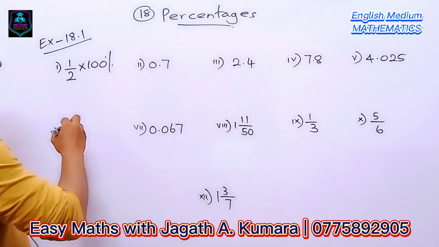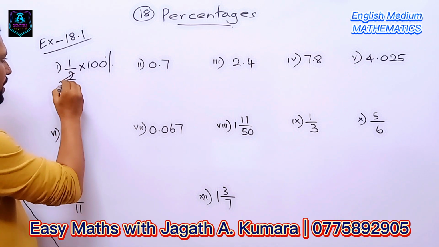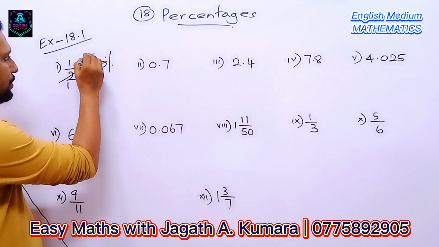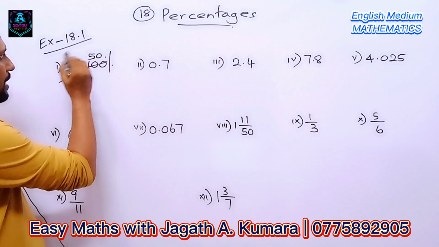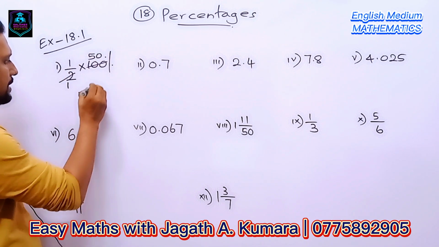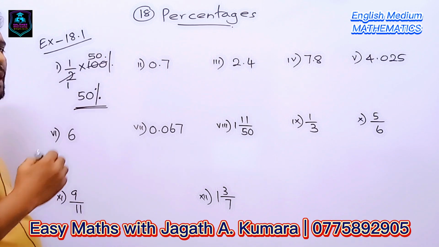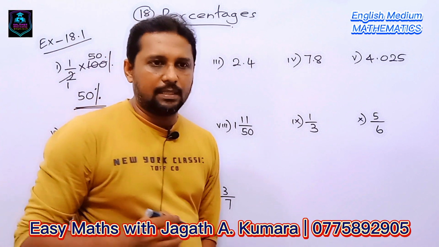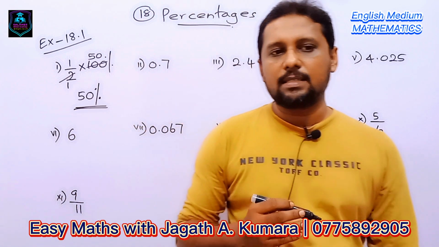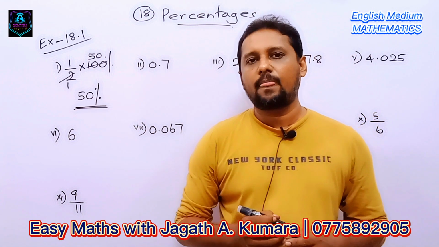Right, now let's divide them. 2 divided by 2 is 1, 100 divided by 2 is 50. Then 1 multiplied by 50, the answer is 50. So what is the percentage value? 50%. Right, so the first part answer is 50%.